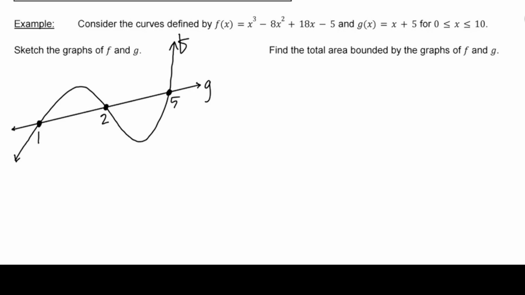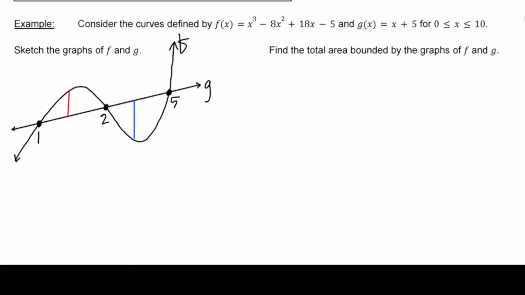And so I'll say the red area is going to be the area between x equals 1 and x equals 2. And so top minus bottom would be f of x minus g of x. And then between x equals 2 and x equals 5, I'm going to talk about the blue area, which I would get by integrating g of x minus f of x, because top minus bottom, line minus curve.